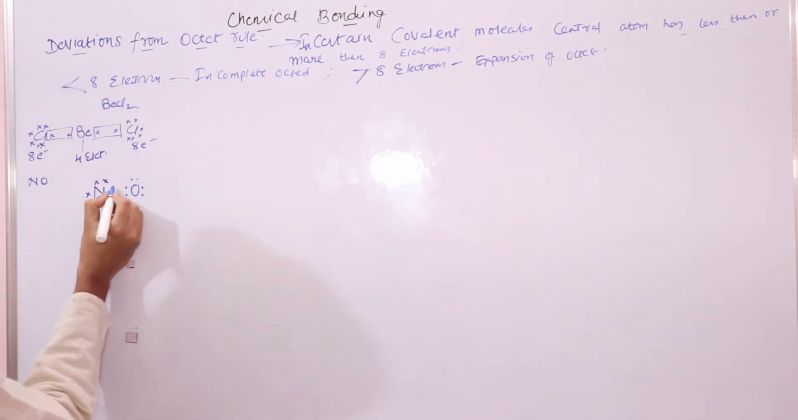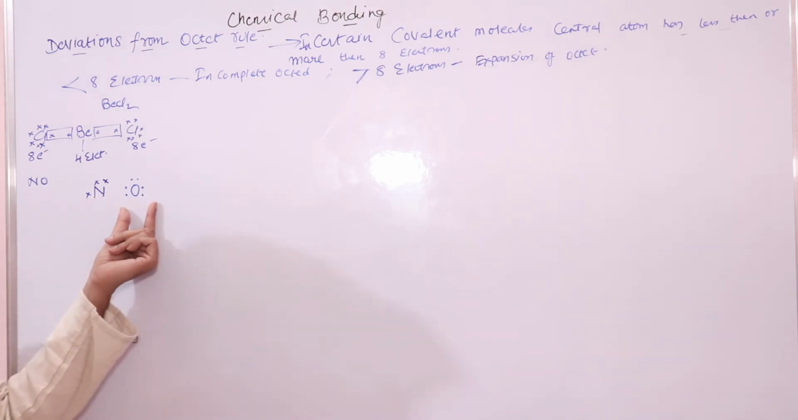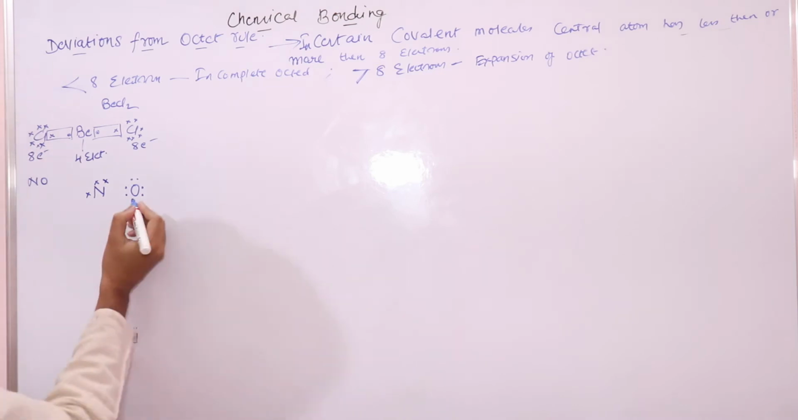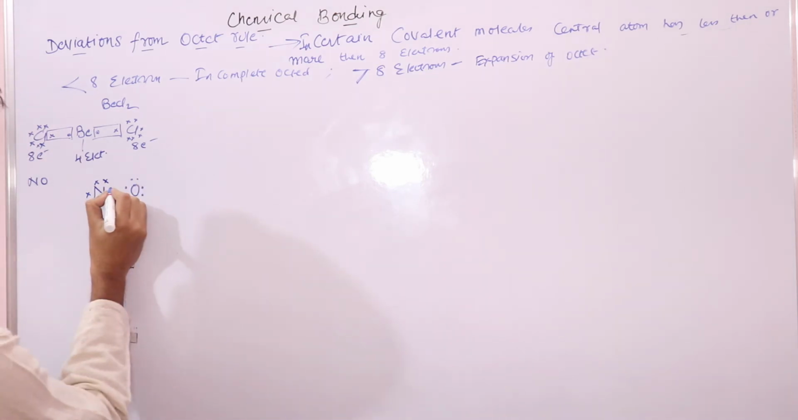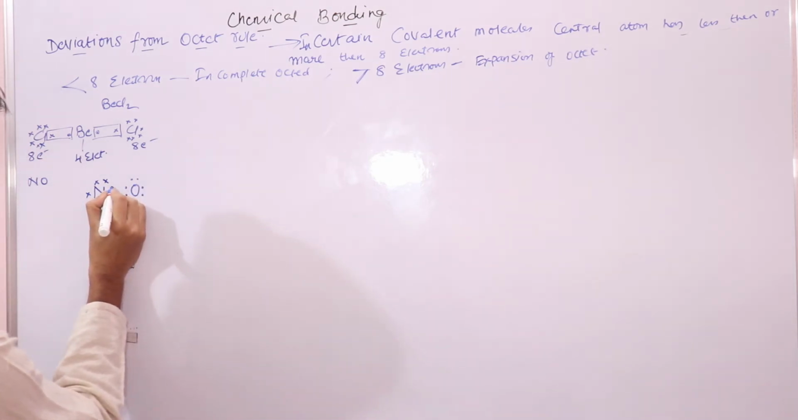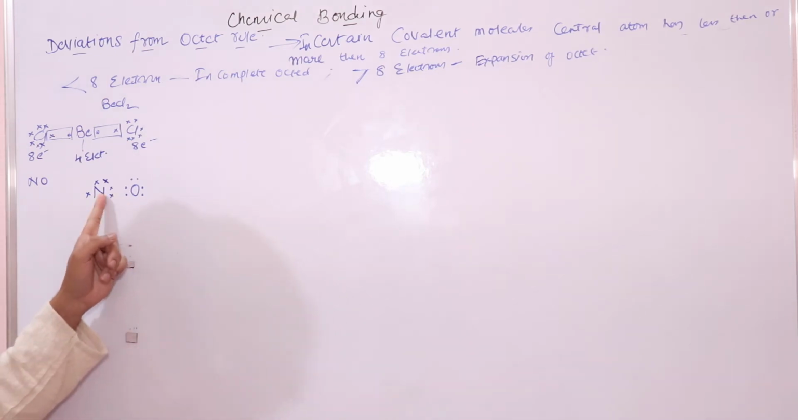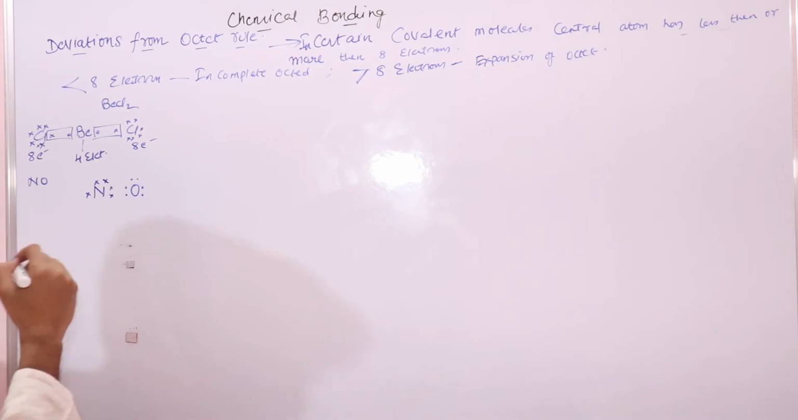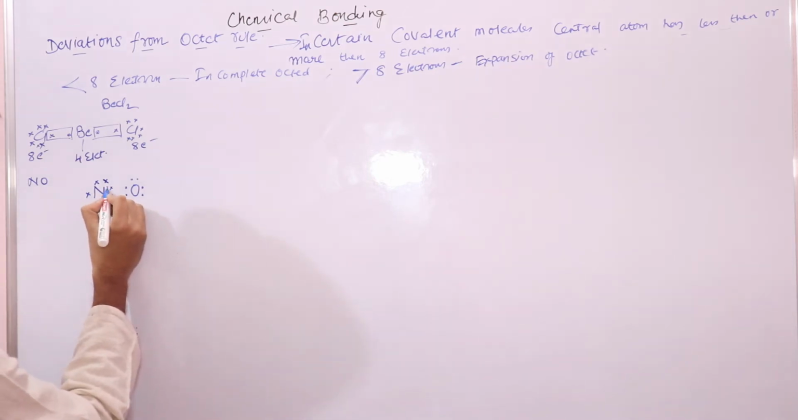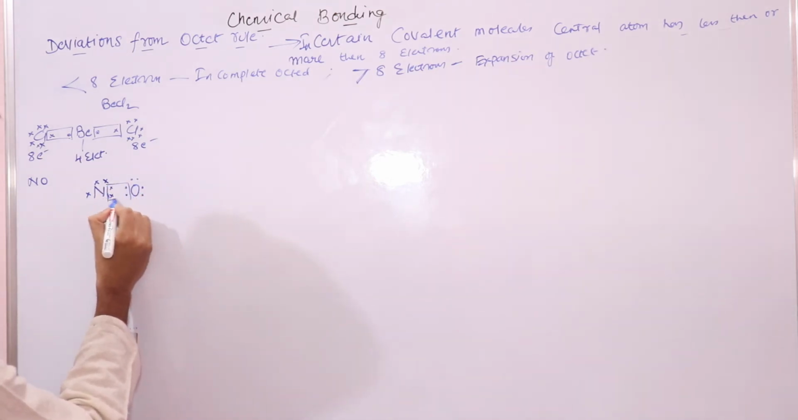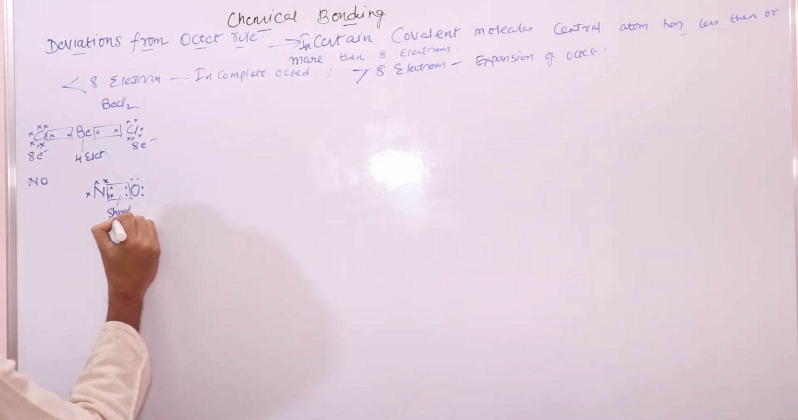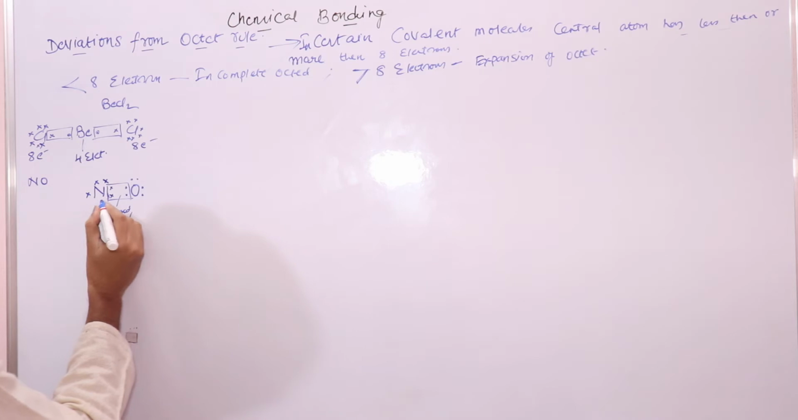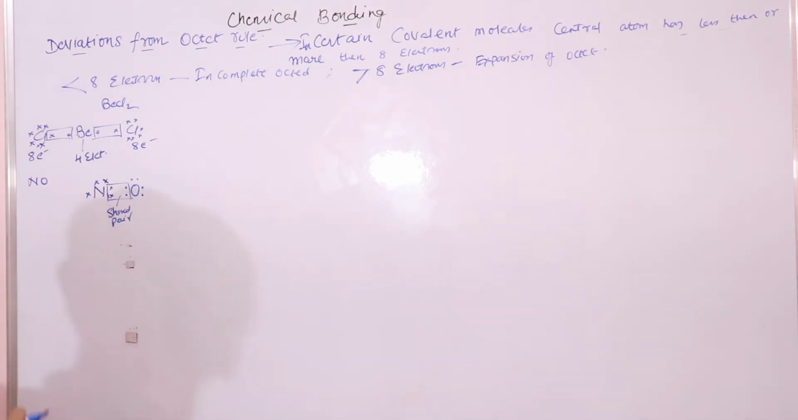Right? So oxygen will try to attain 8 electrons. It already has 6, so it will try to attain 2 more electrons. It will take or share. It will share 2 electrons of nitrogen. So this is the shared pair. Now this shared pair belongs to both nitrogen and oxygen.